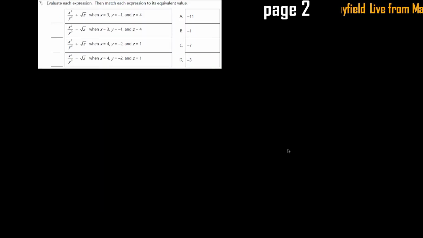Moving on. Alright, and number 7 is a little bit more complicated, but again, it's actually quite simple. So it says evaluate each expression, then match each expression to its equivalent value. Meaning simplify, or plug those values in, simplify it, and then just match the end result to the letter on the right.